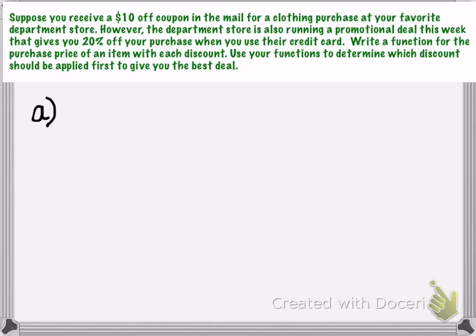Alright, so the first part of this question is asking us to write two functions. One that will represent the purchase price if we use the $10 off coupon, and the other if we use the 20% off. So, first let's identify our variable. We don't know the cost of the item, the initial purchase price. So let's let X be the initial price of the item we're buying.